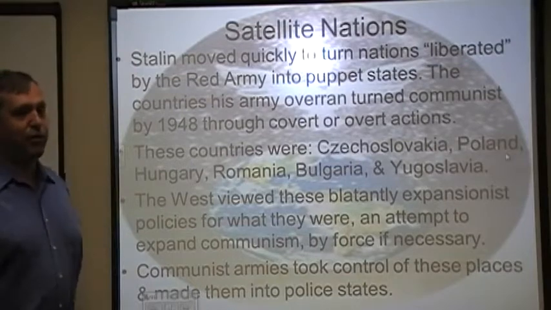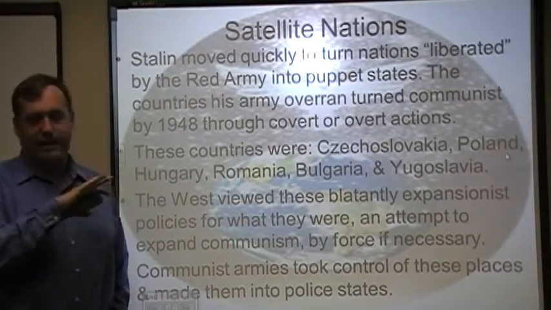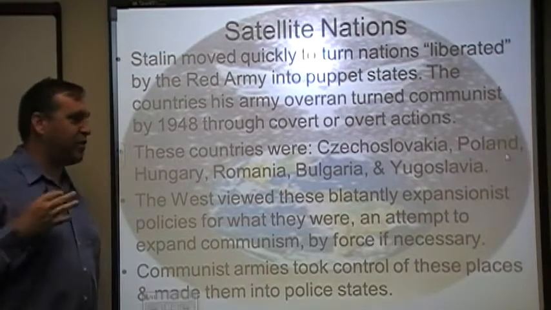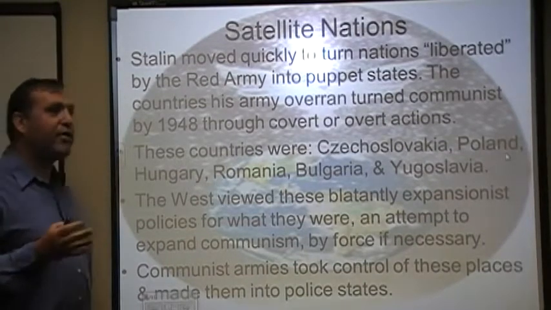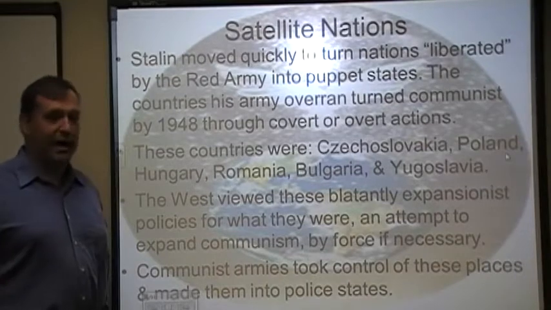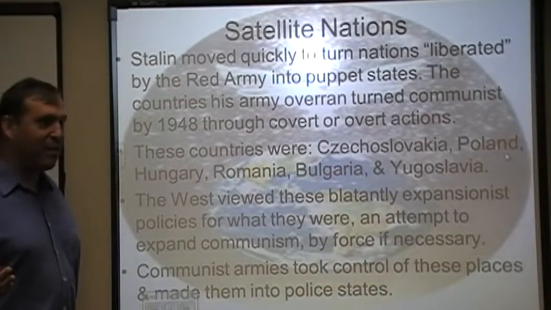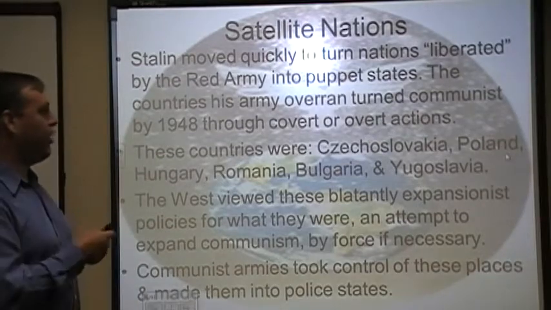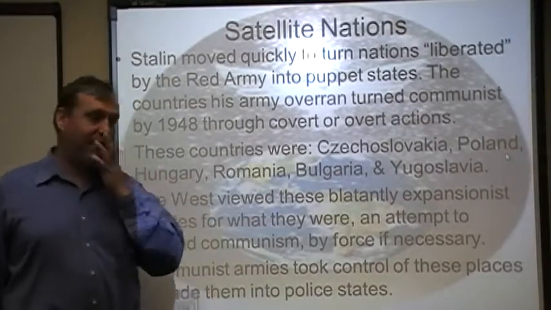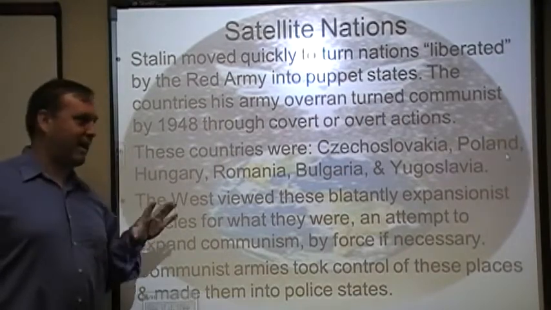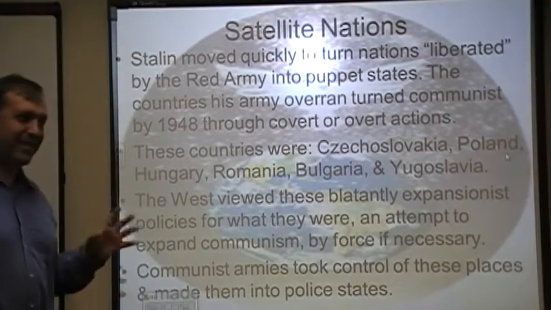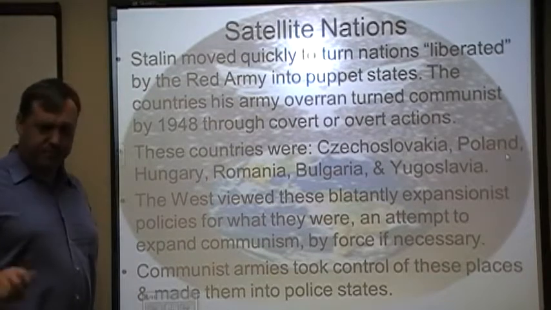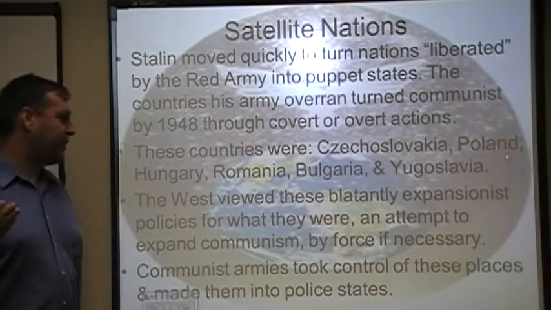In some cases, it'll be through covert actions where they'll send in some agents, or there'll be some behind-the-scenes machinations where they'll make sure that elections go their way, or in some cases just overt actions where Stalin makes sure that the only people who are available are communists. Now these countries are Czechoslovakia, Poland, Hungary, Romania, Bulgaria, and Yugoslavia. Yugoslavia is sort of an independent case, but it goes communist as well. Not necessarily a puppet state, but we don't have time to go into all of these different specific examples.